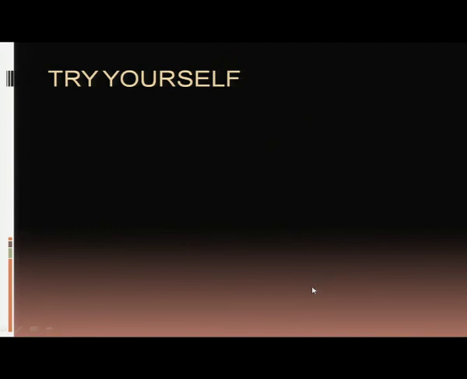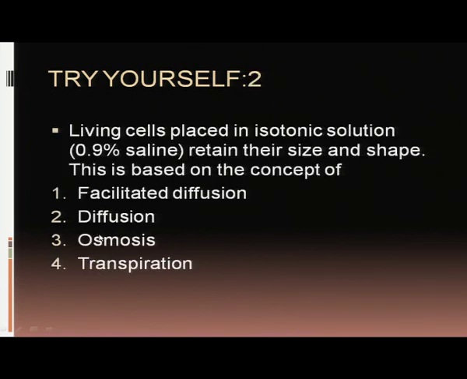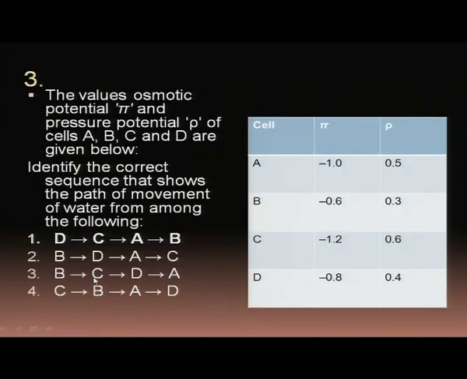Okay. Now, there are some questions for you to try on your own, and please try to solve them all. If water enters a cell, the pressure exerted by its swollen protoplast is osmotic pressure, diffusion pressure deficit, turgor pressure or imbibition pressure. Living cells placed in an isotonic solution, that is 0.9% NaCl solution, retain their size and shape. This fact is based on the concept of facilitated diffusion, osmosis or transpiration.